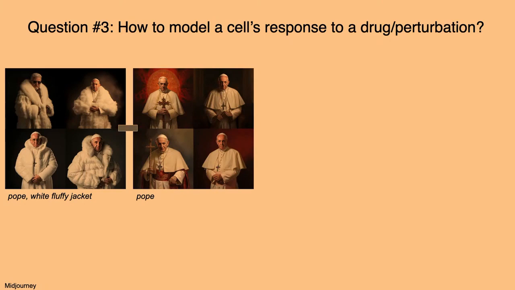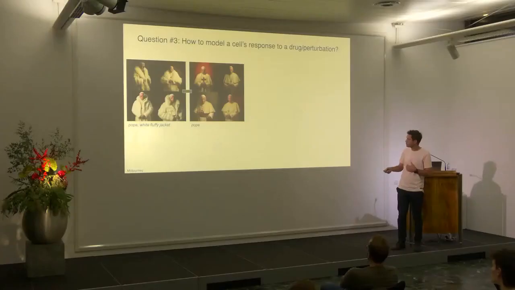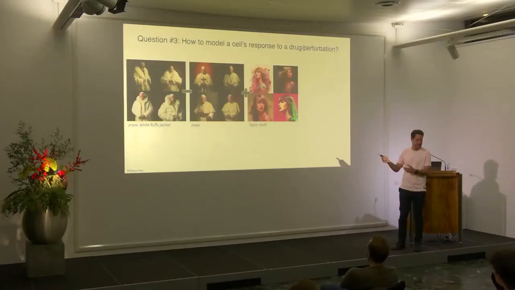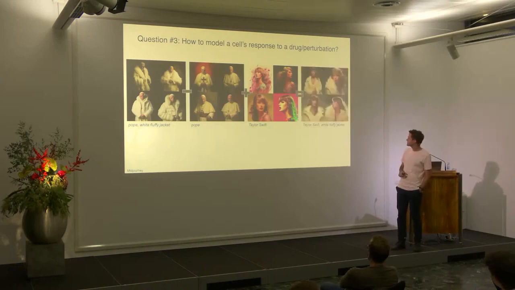Later, of course, we will do it with experimental conditions. And now we add another one. So now the difference between these two should be white fluffy jacket, right? So instead of Pope, let's add Taylor Swift. This is what Midjourney would generate as a representation of Taylor Swift. And you get samples of Taylor Swift with a white fluffy jacket. So this is a generation thing.